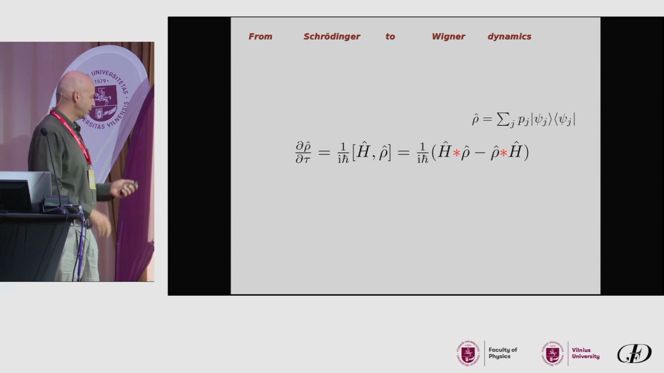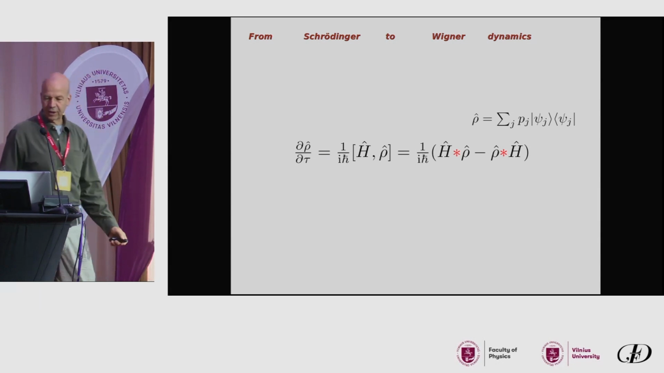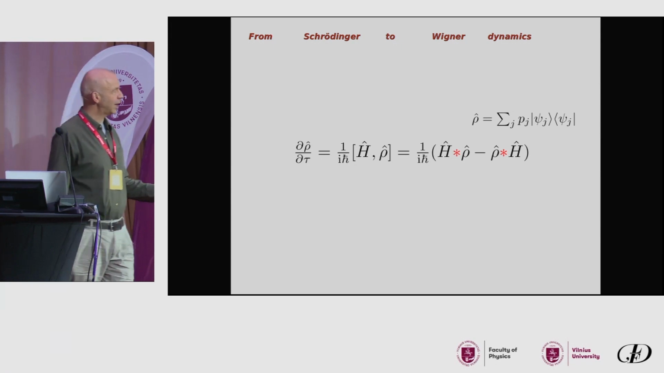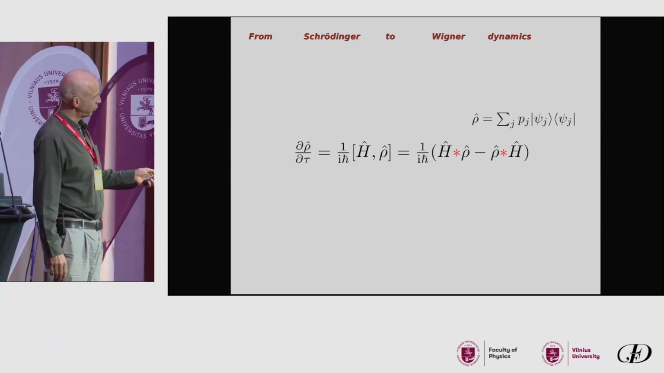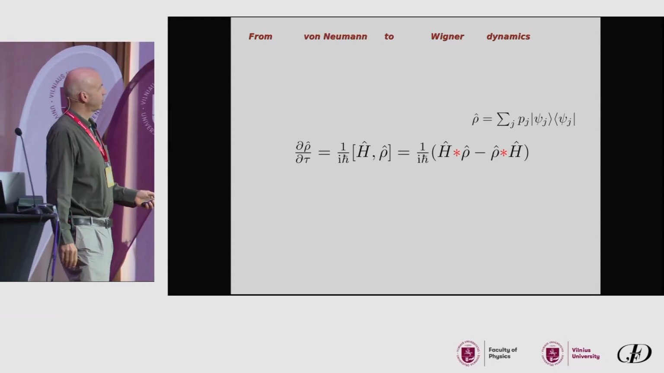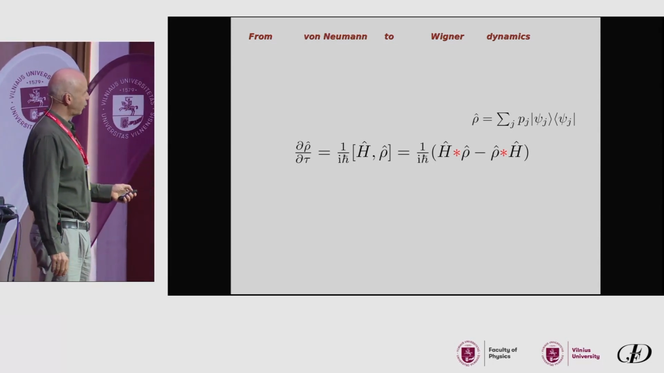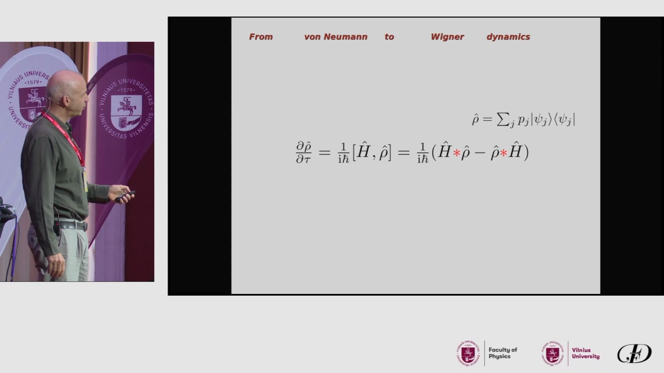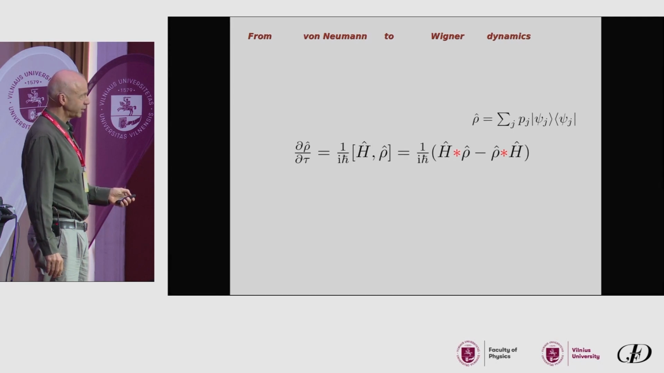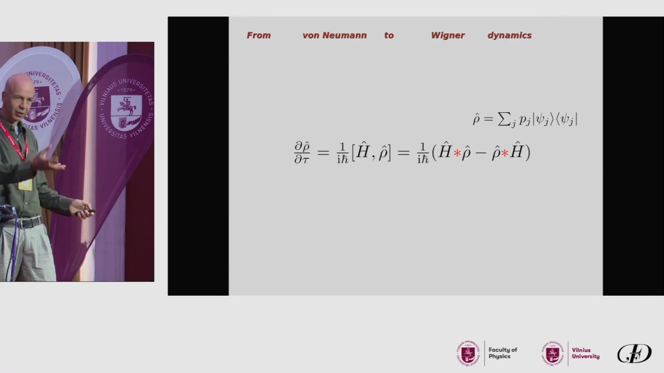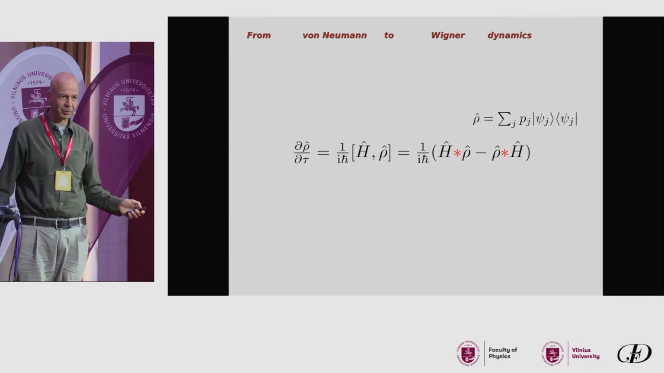So the quantum state is in general described by a density matrix. You plug the density matrix according to the Schrödinger von Neumann technology into the commutator with the Hamiltonian, and that way you get the time evolution. I emphasize here that the operator product is, of course, a non-commutative product. Well, because the operators are non-commutative, we typically say.